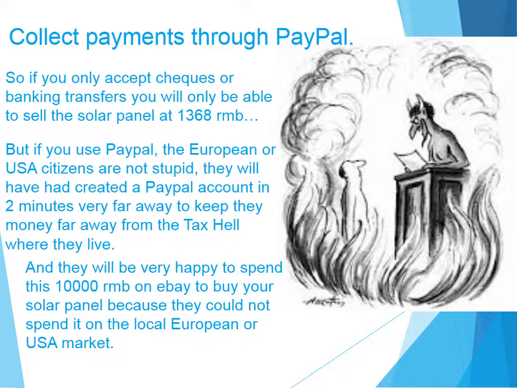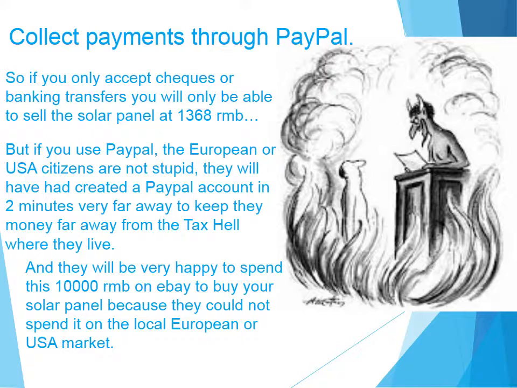So if you want to sell your solar panel by check or by bank transfer, bank wire only, the French guy who wants to pay you will only be able to pay you a maximum of 1,368 RMB. It's really the maximum he can give you. All the rest is gone in French tax, to the French government. So it's not interesting for you, a Chinese company, because the client is so killed by the tax that he cannot buy anything else, and he cannot buy from you.